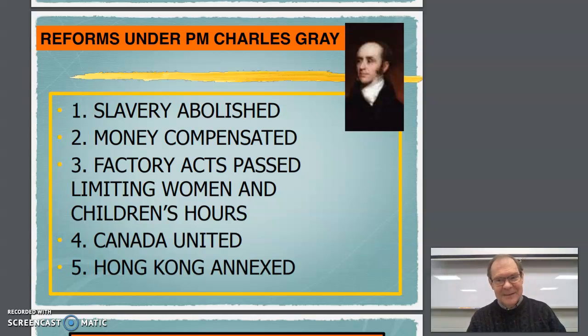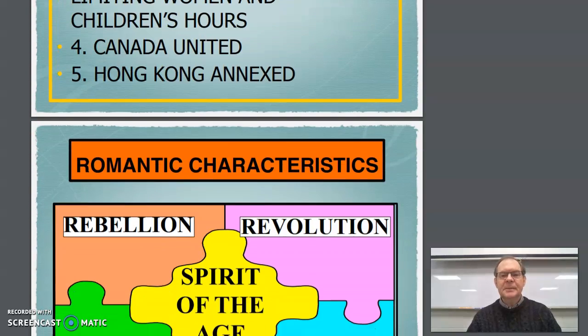That's another unit coming up after a while. But that's the transition that we will see later on. So let's talk about Romanticism a little bit.